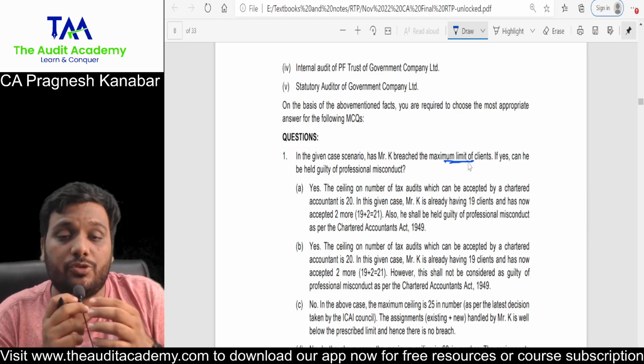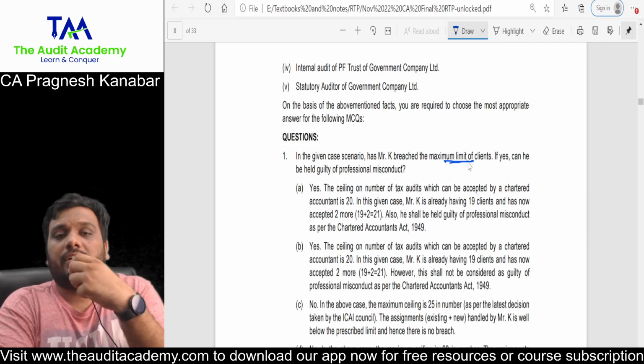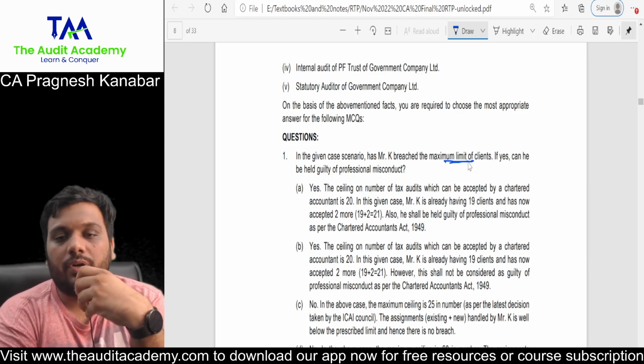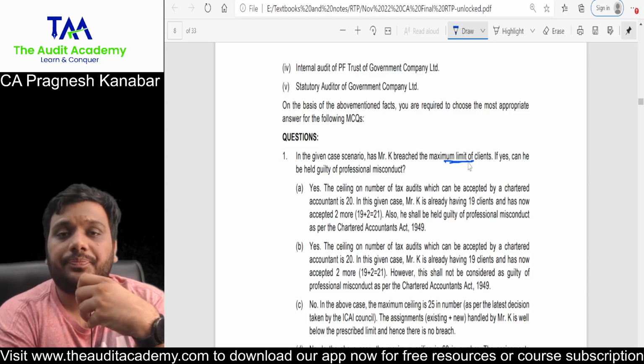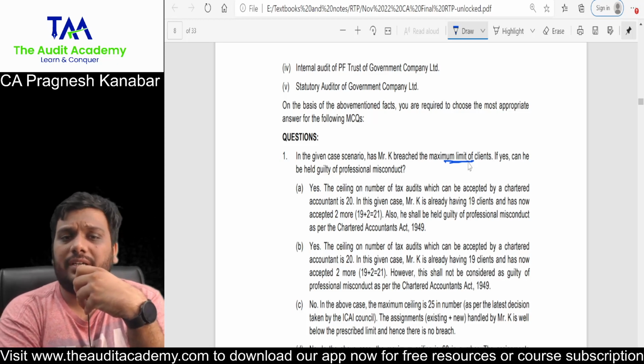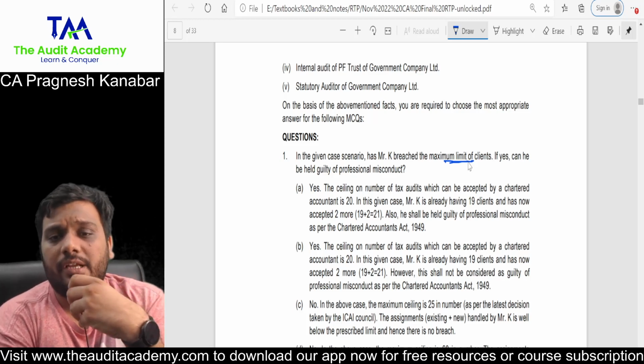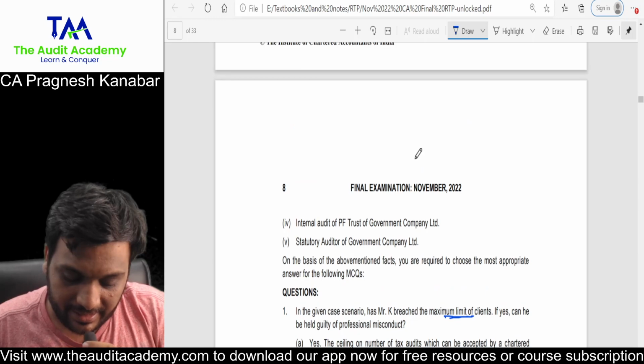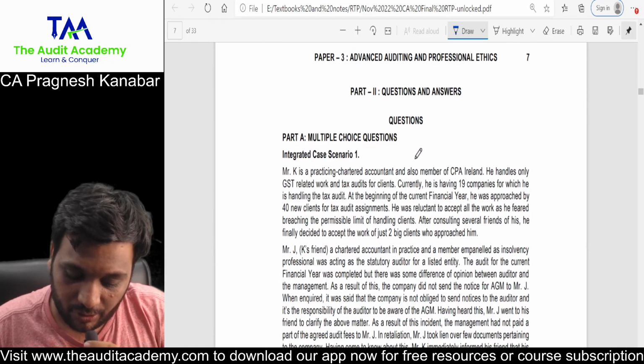and there are lots of discussions to be done for that. There are videos available on my YouTube channel which can help you to decode the ceiling limit, and also on my app. But for the tax audit limit, it is 60 assignments for corporate as well as non-corporate assessees. So that is the base, that is basically the thing that they are checking in the very first question.